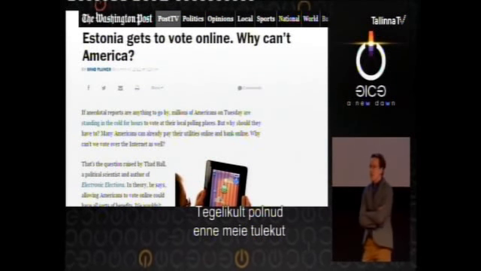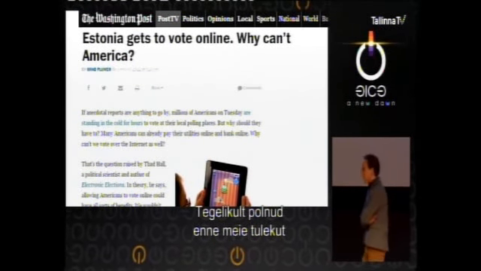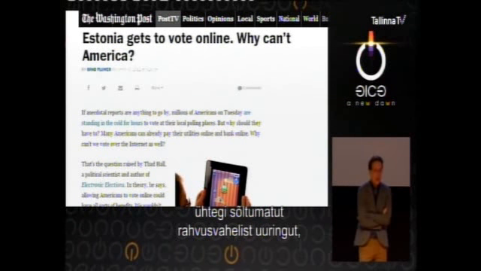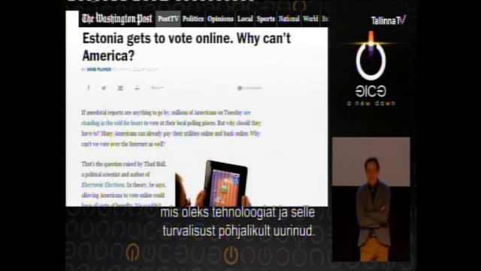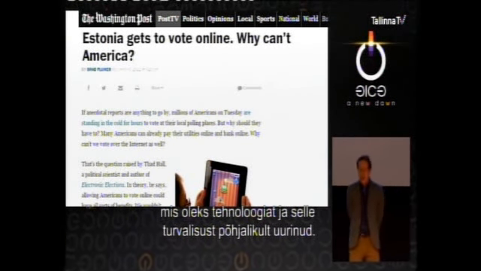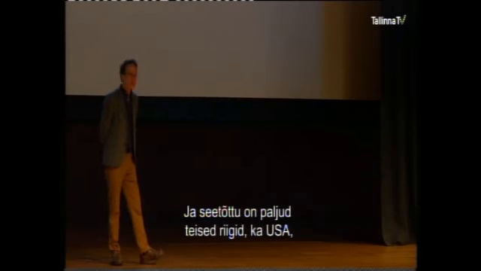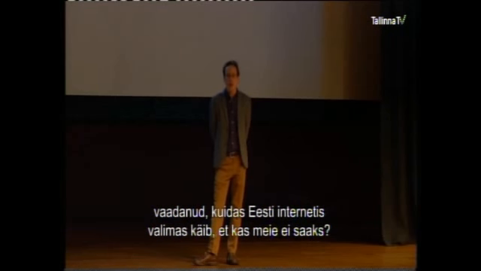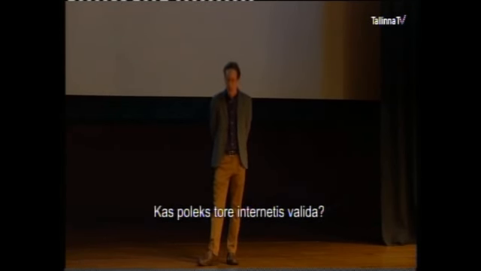In fact, until we got there anyway, there was no independent international study that examined in detail the technology and its security implications. And because of this, many other countries, including my own, had people looking around, saying, wow, Estonia, look at that, they're voting online. Why can't we do that? Wouldn't that be great if we could vote over the internet?